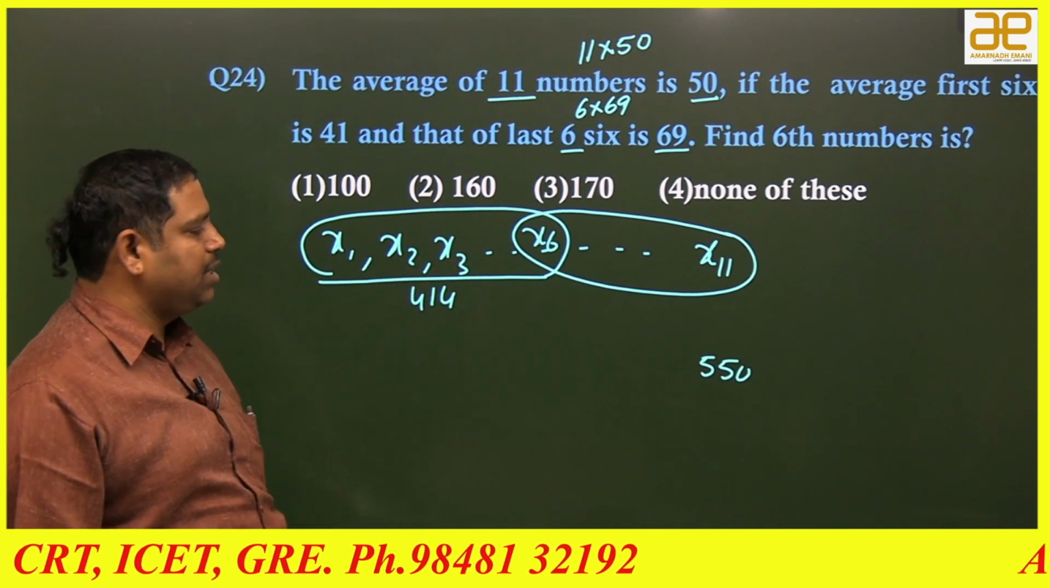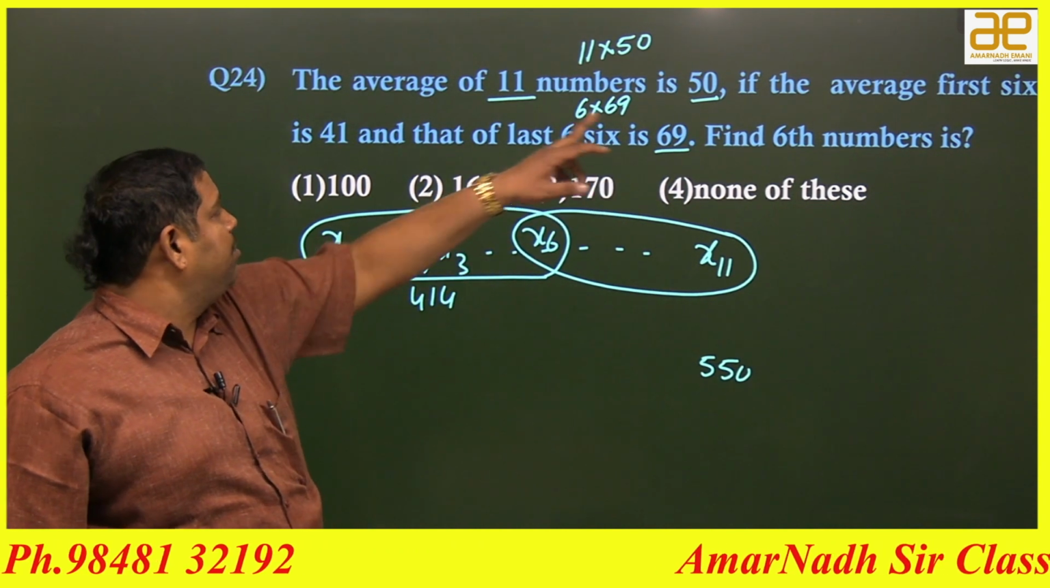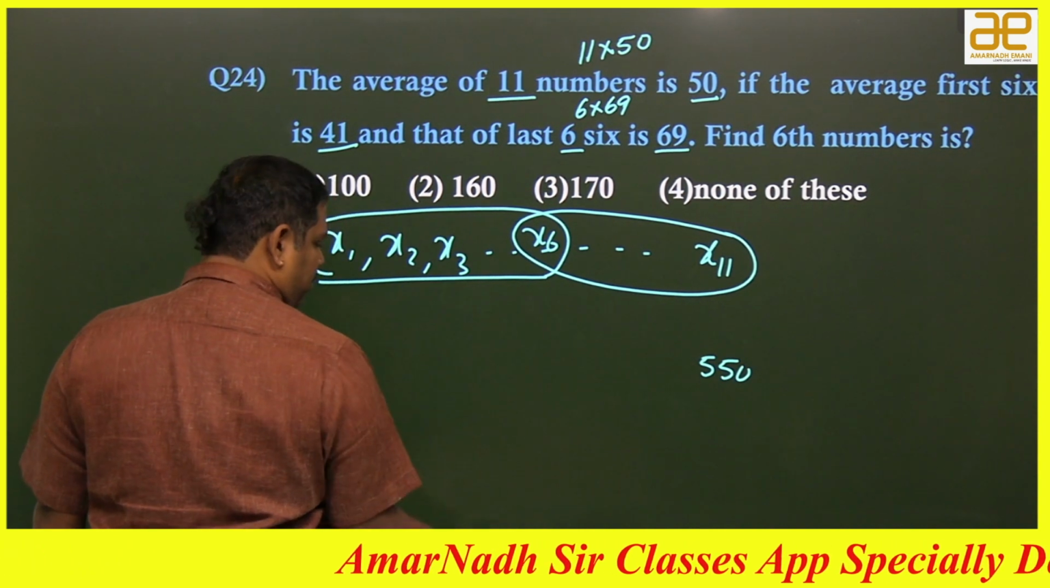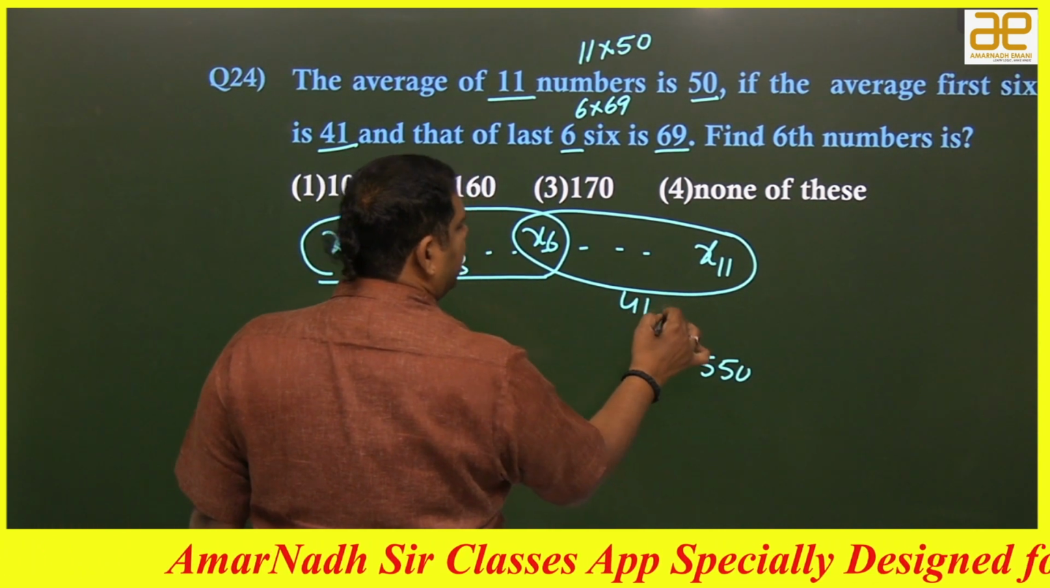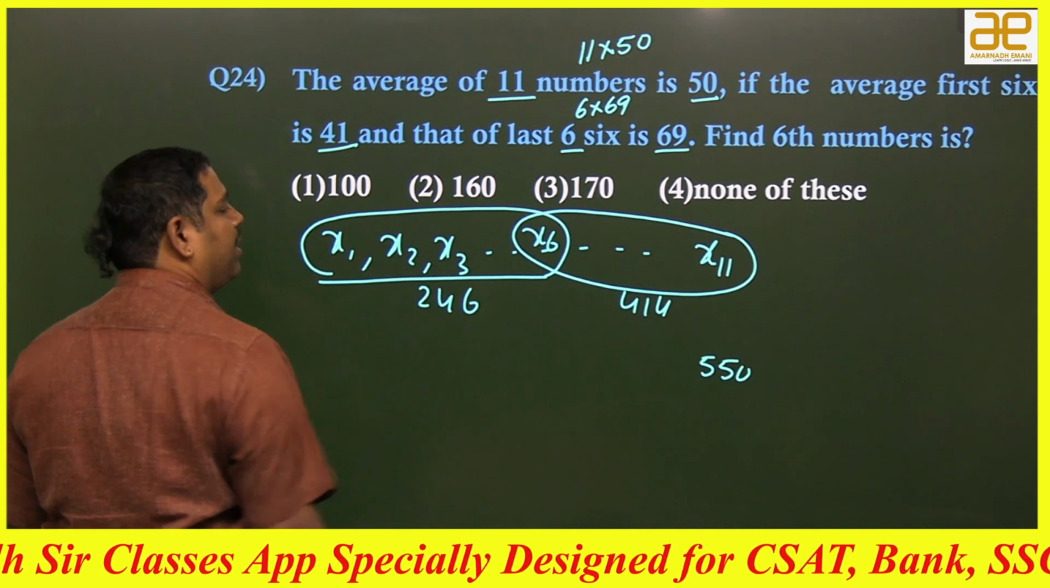414 is the sum of the last 6 numbers. Sorry, the first 6 numbers' average is 41, right? So 414 is the sum of the last 6. Okay. First 6 numbers means 6 into 41, that is 246. Okay, fine.